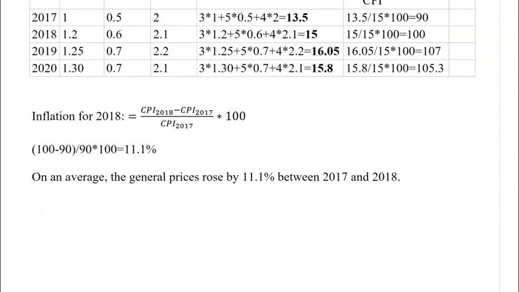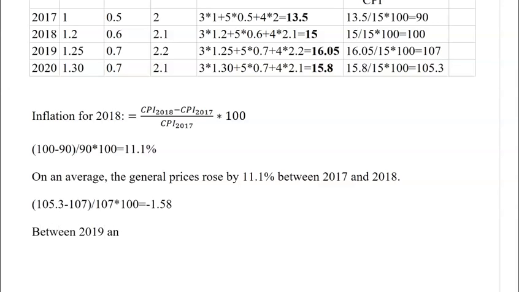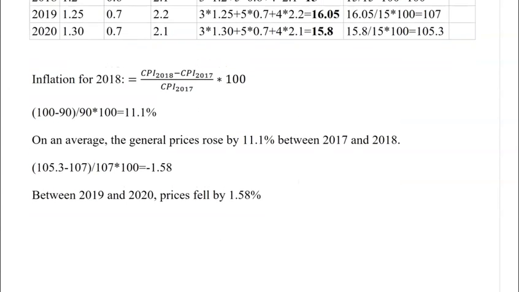So if I were to find the inflation between 2019 and 2020, it would be 105.3 minus 107 divided by 107 times 100. So in this case, my inflation is actually negative. It's 1.58. So we would say that between 2019 and 2020, prices fell by 1.58%.